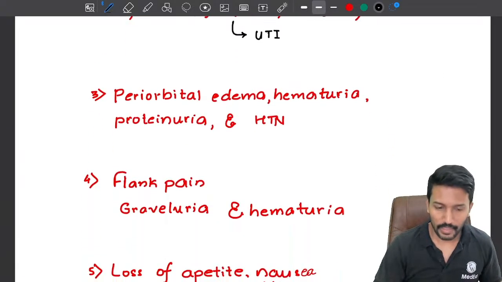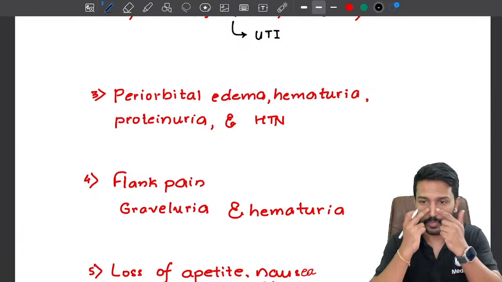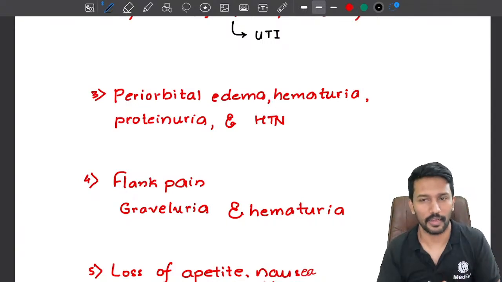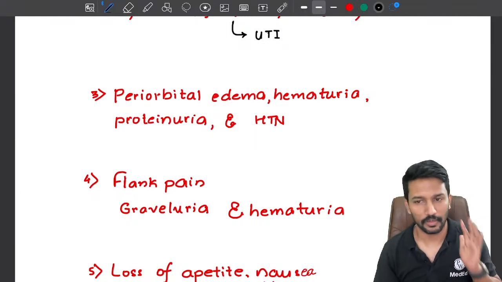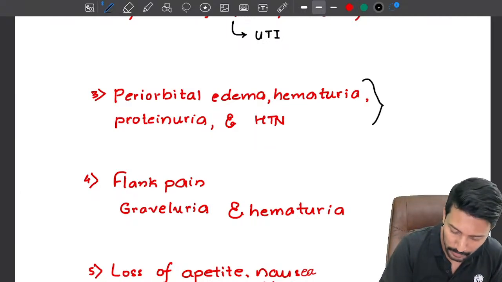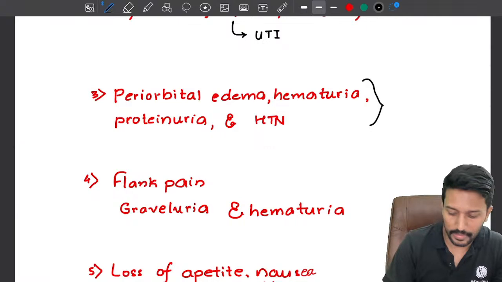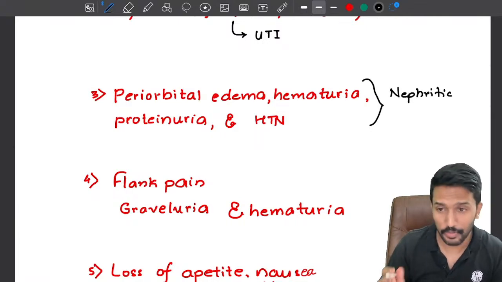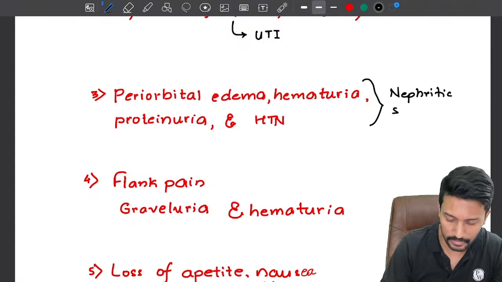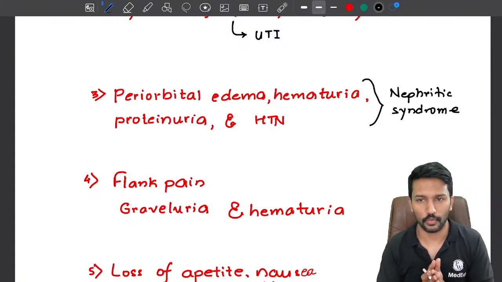Now other than that, we can have another set of symptoms. Patient may present with periorbital edema, hematuria, proteinuria and increase in blood pressure, hypertension, right? Now if these symptoms are there, we call it nephritic syndrome. Remember, not nephrotic syndrome, nephritic syndrome. In nephrotic syndrome, you will have a nephrotic range of proteinuria.